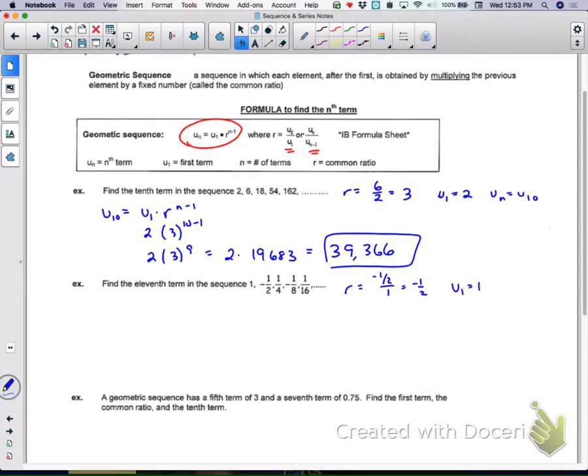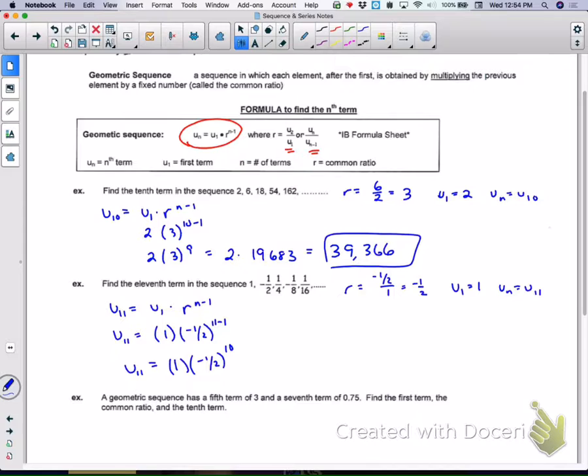My first term is 1, and in this case, I'm looking for the 11th term. So u sub 11 is the first term times r to the n minus 1 power. The first term is 1. The r value was negative 1/2 to the 11 minus 1 power. Now, in this case, it's not really necessary to write the 1, but I'm going to write it just because in other situations, if you have something other than a 1, you're going to need to write it.